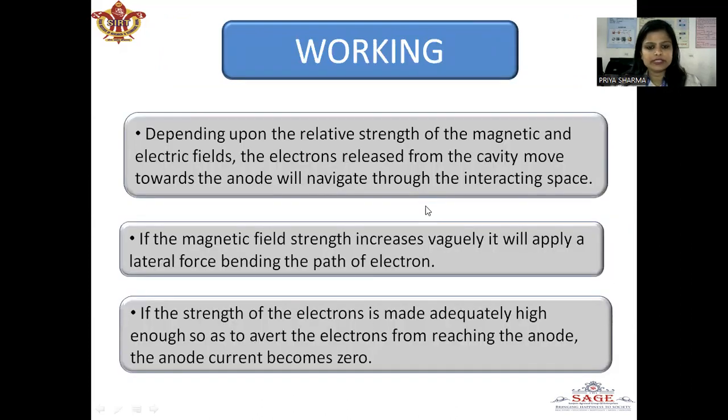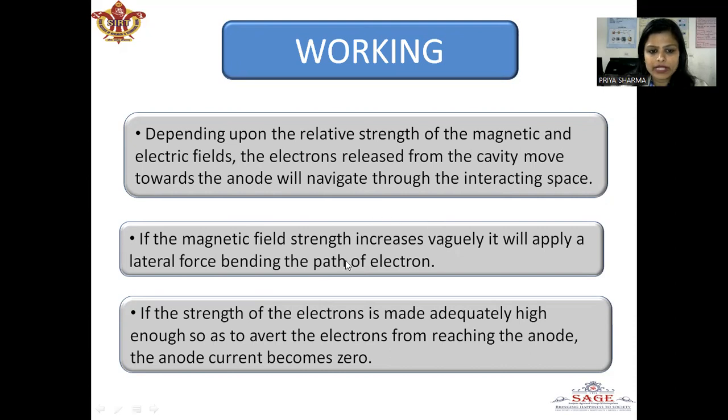Now coming to the working principle or operation of the magnetron. I have told you earlier that we have taken 8 cavities that are tightly coupled to each other. An N-cavity tightly coupled system will have N modes of operation, each of which is uniquely characterized by a combination of frequency and phase of oscillation relative to the adjacent cavity. Depending on the relative strength of the electric and magnetic fields, the electrons released from the cathode move towards the anode and navigate through the interaction space.